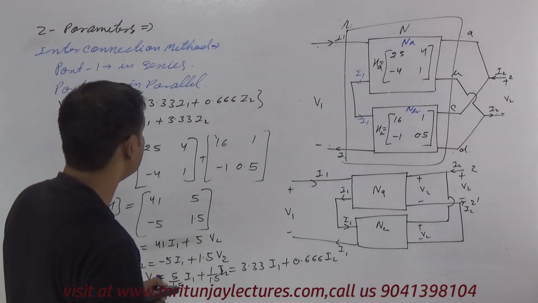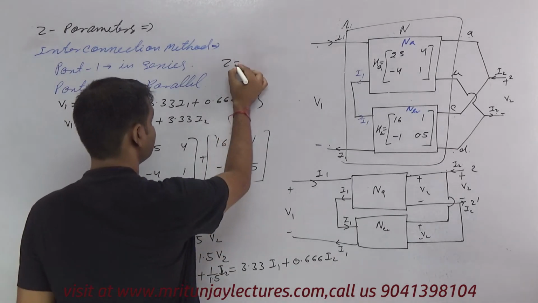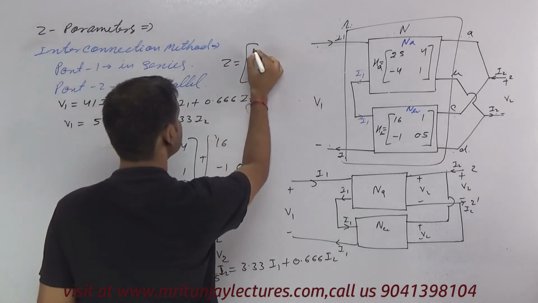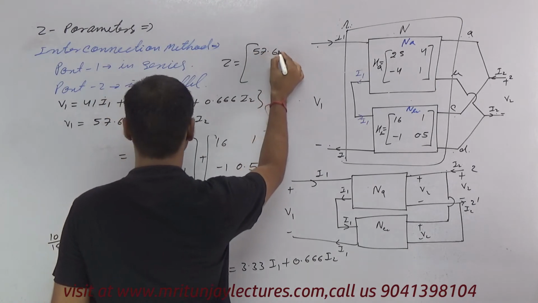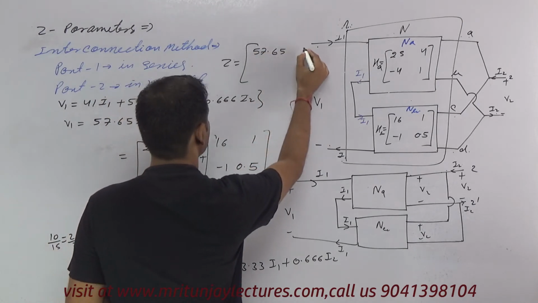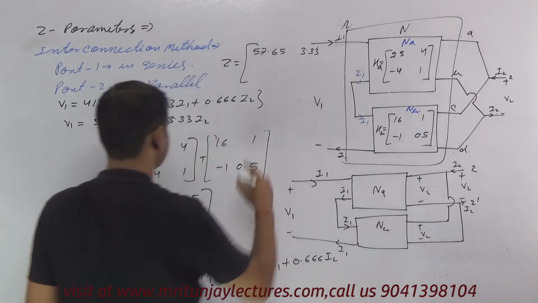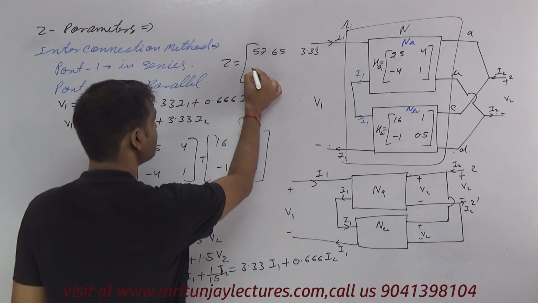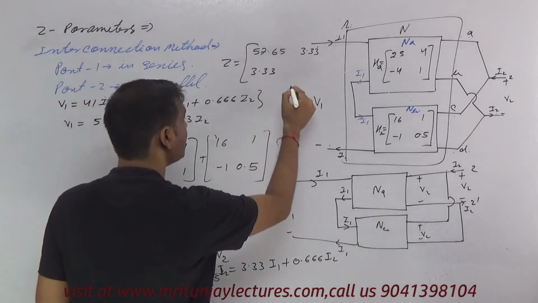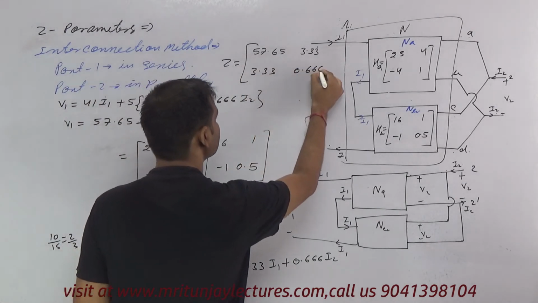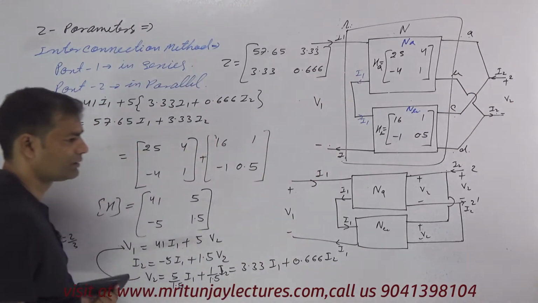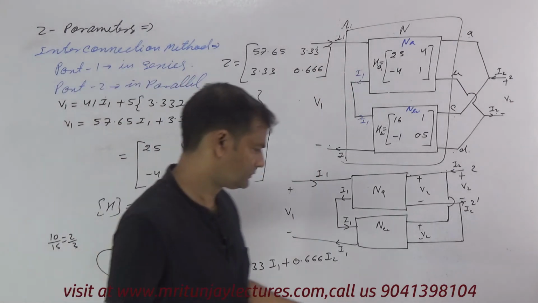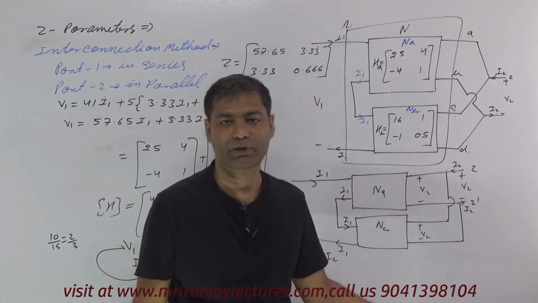So finally the Z parameter: 57.65 and 33.33, and for V2, 3.33 and 0.666. Okay, this is the final answer corresponding to the Z parameter.